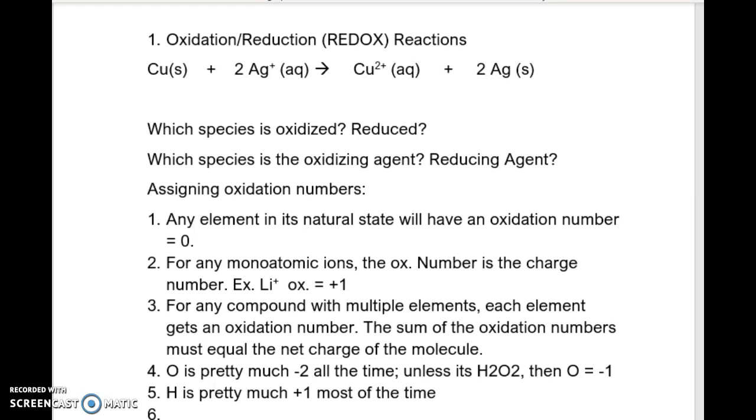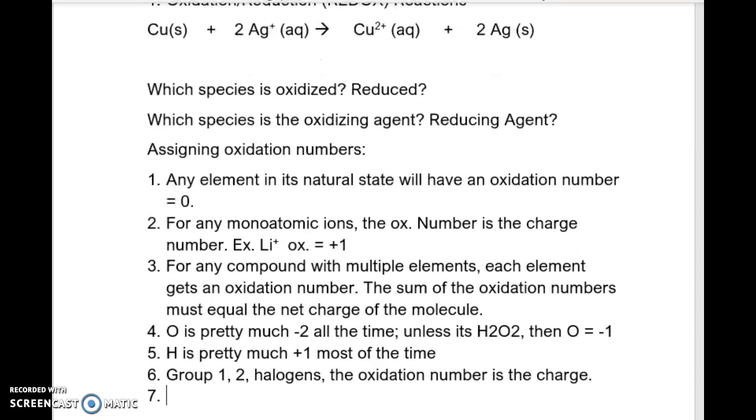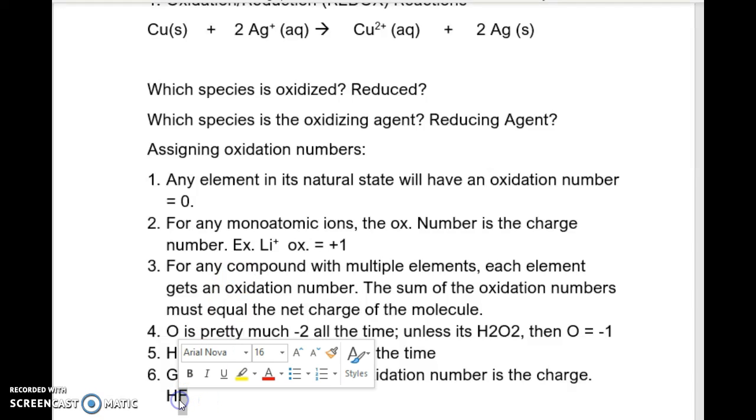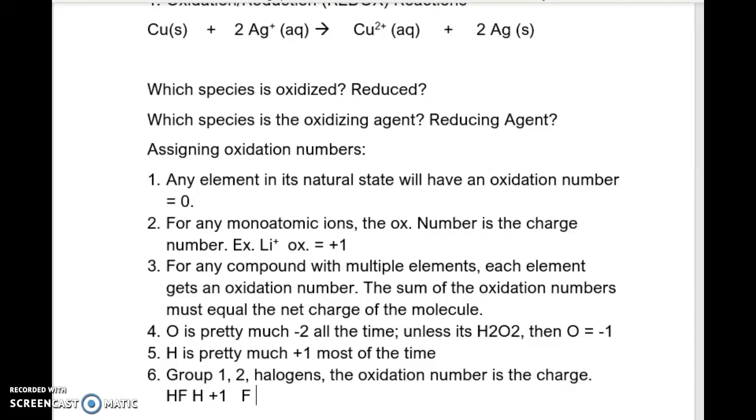And usually, for group 1, group 2, and halogens, the oxidation number is the charge. What I mean by that is if you have a compound that contains, for example, HF, hydrogen is usually +1, and fluorine is part of the halogen group, and halogens usually have a charge of -1. So the oxidation number here, H would be +1, and F would be -1. And notice that when we add them, we end up getting 0 because this is a neutral compound, right?